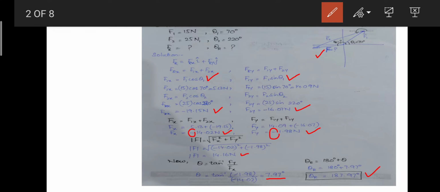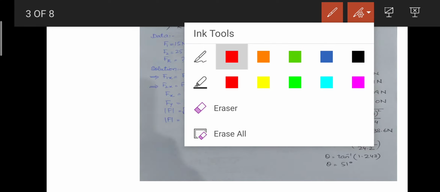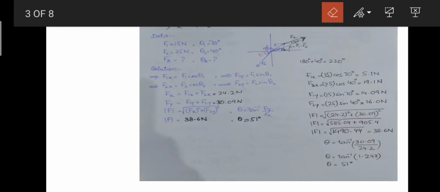Coming towards the next question, this is an extension exercise related to example 2.2, and this is the first part of it, in which we have to calculate the resultant force when F1 minus F2 is the condition. That means F1 would remain the same, but the direction of F2 would be reversed.